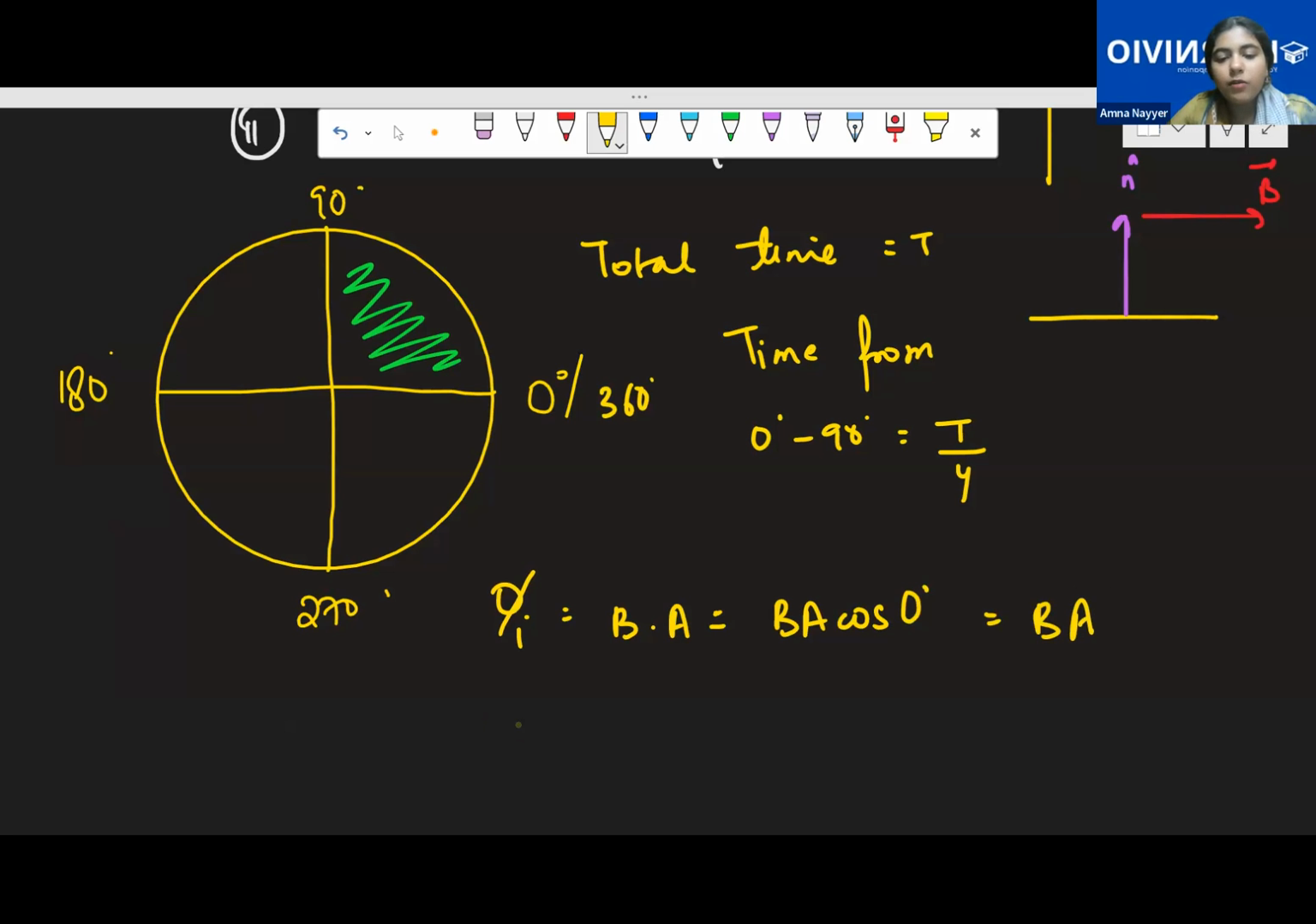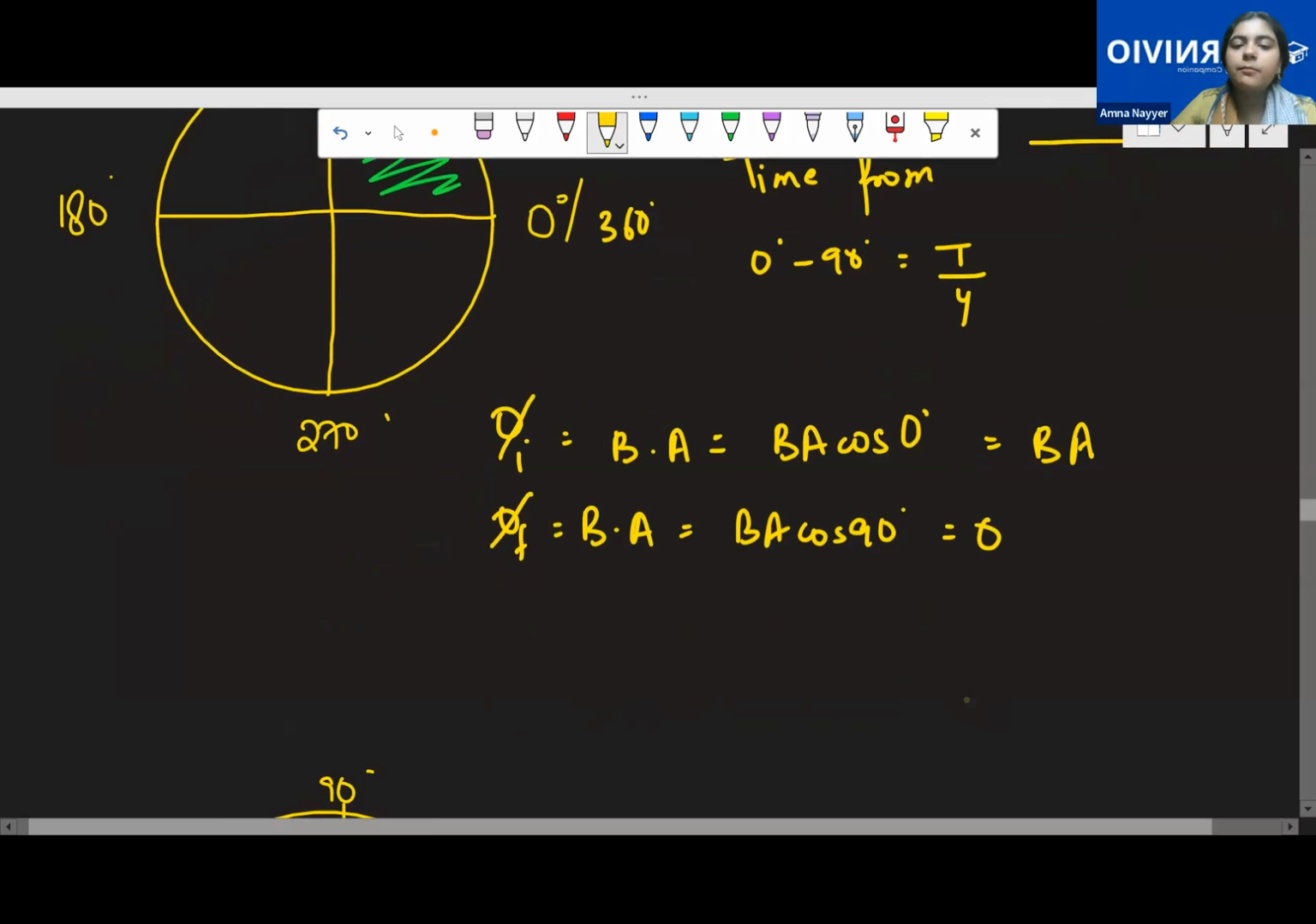Now, when we talk about the final flux, what's the final angle? 90 degree. It goes from 0 degree to 90 degree. So this becomes 90 degree. So when you take B dot A, this will be BA cos 90 degree. Straight away, you know this is 0.